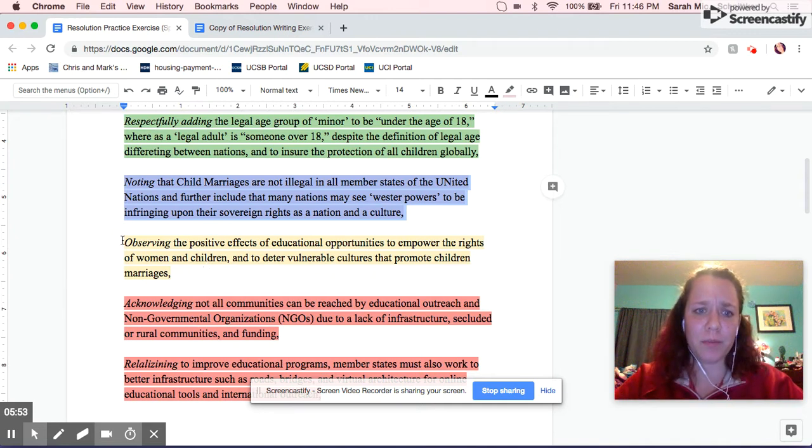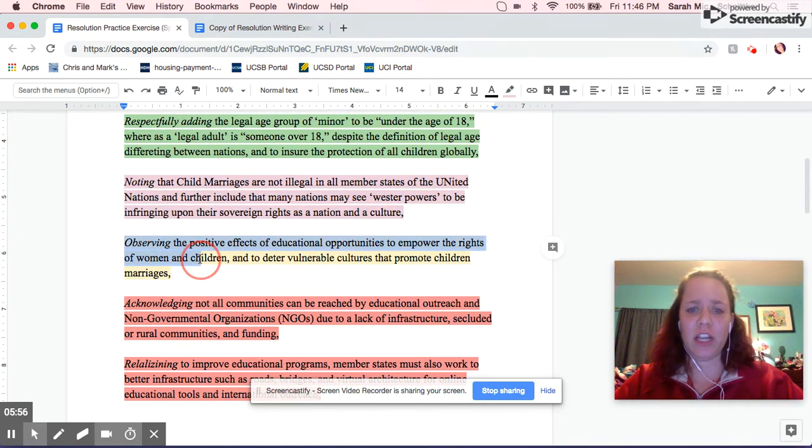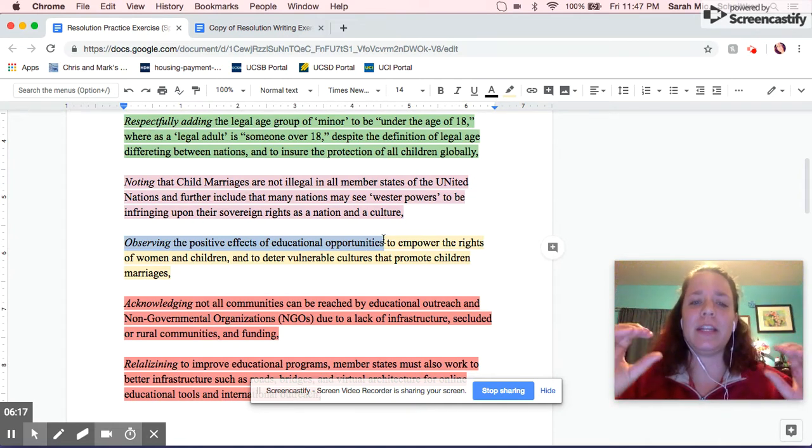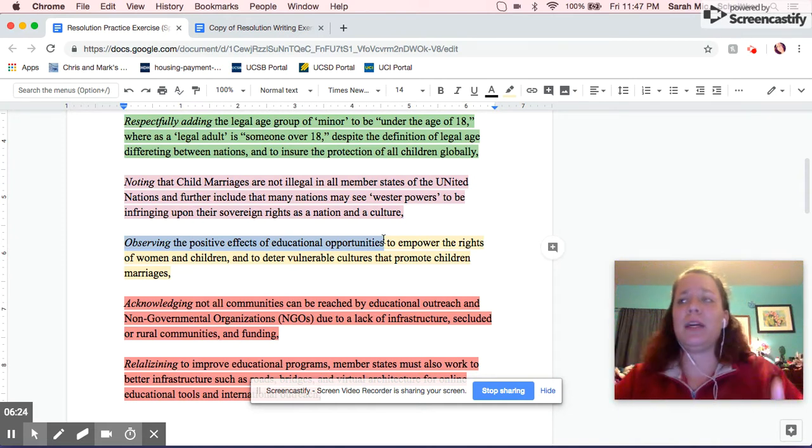In this case, we have observing the positive effects of educational opportunities. Again, education, that is the focus of that first point. So we know that our first operative clause is going to be about education. We're not going to talk about health in that clause. We're not going to talk about, I don't know, climate change. It just isn't relevant. We want to focus on specifically educational opportunities to empower the rights of women and children, because that's what we want to talk about for not only child marriages as our committee topic, but also as our first strong operative.